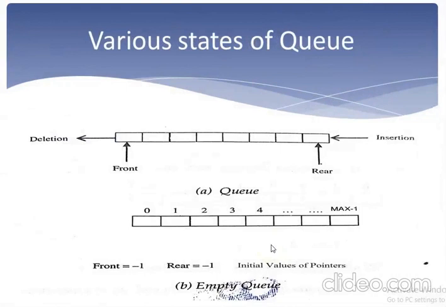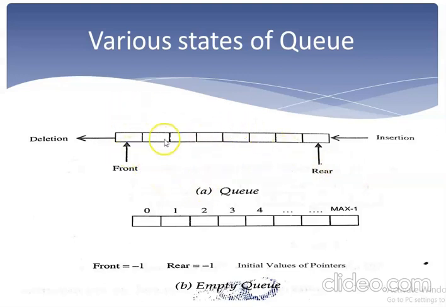Let us see some states of queue. This corresponds to the labeled diagram we have seen before. This is the deleting end, and we will be having the front pointer. This is the insertion end. We will be having rear pointer. These front and rear can move. Front can move towards its right, so as rear it can also move towards the right. Why it is moving like that, we will be knowing in a short time from now.